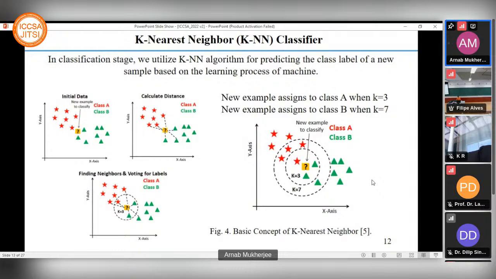Here we provide an example to illustrate the effect of k nearest neighbor. A new sample is assigned to class A when the number of nearest neighbors is 3, and the new sample is assigned to class B when the number of nearest neighbors is 7. So it is important to find the optimal number of nearest neighbors.